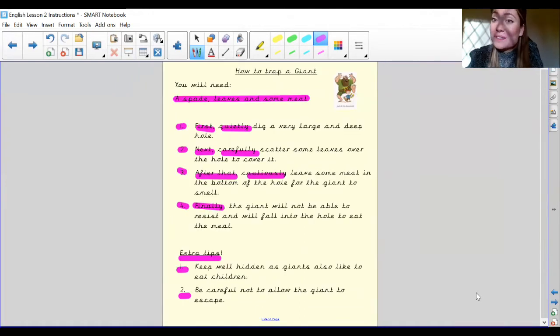Okay, so what you're going to do now is we're going to have a look at some of your instructions that you gave me on Tapestry, and I've mixed it up a little bit and given them to Miss Wassell and Miss Walker. Shall we see how they get on? Join me in a second.